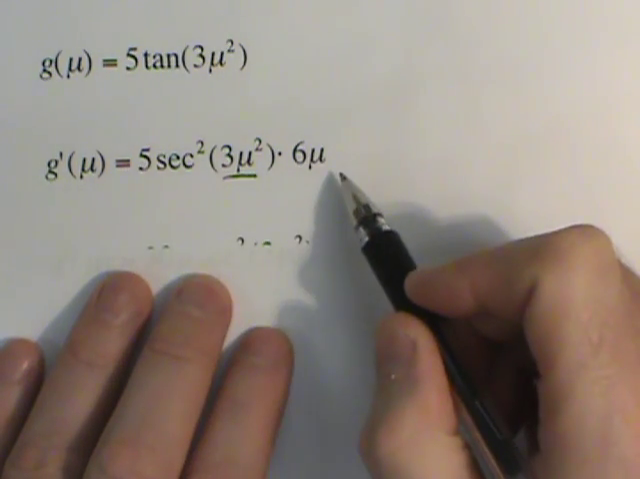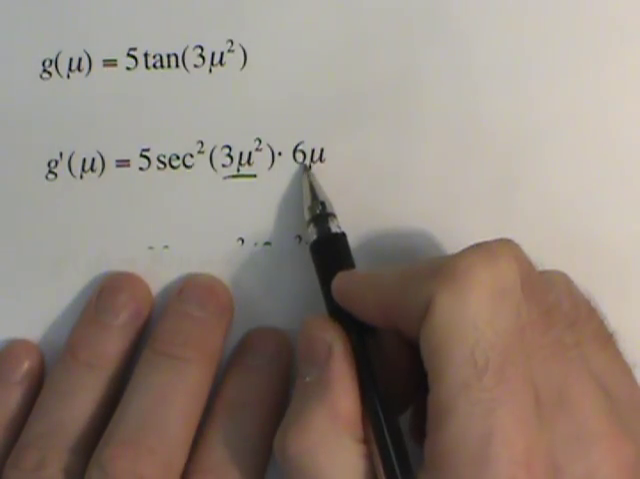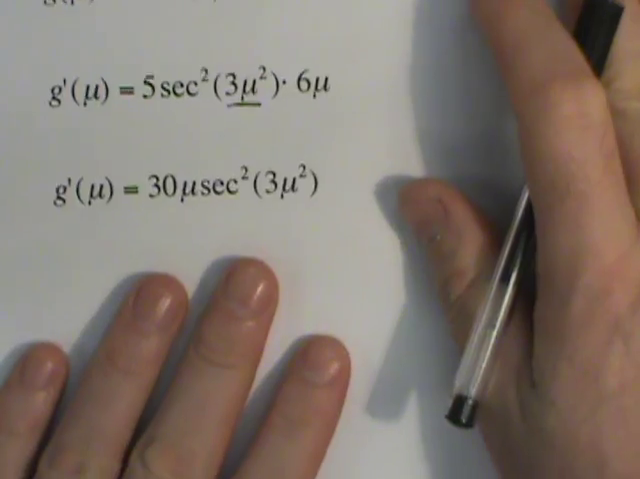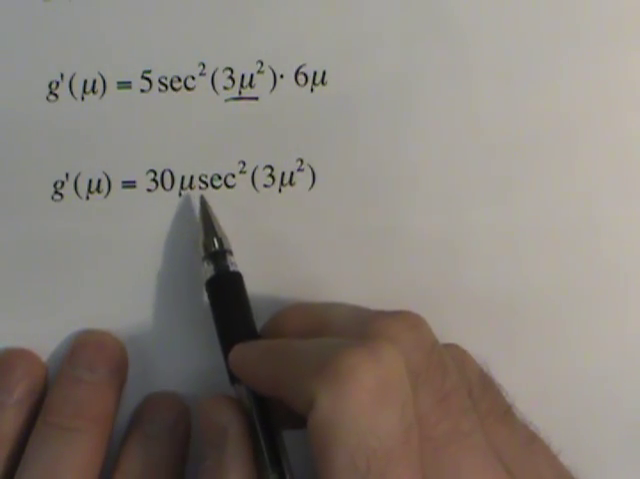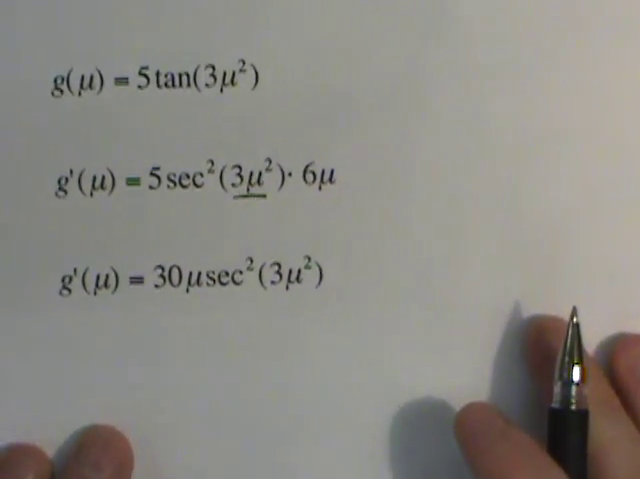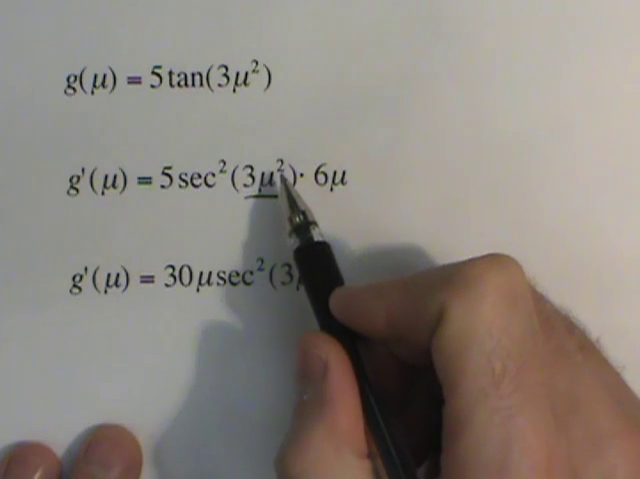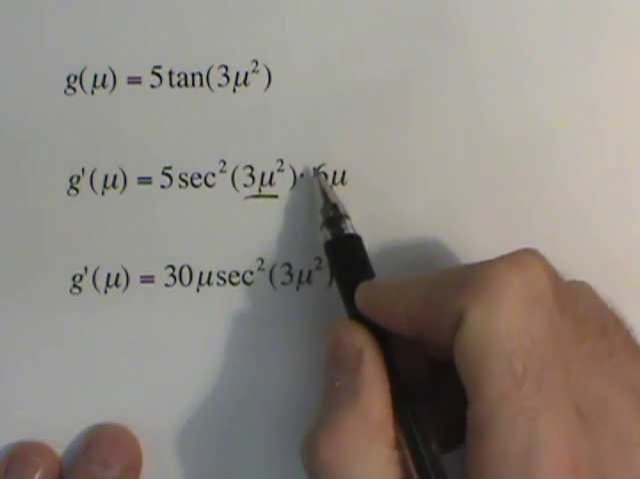Now once you have it listed like this, obviously there's some stuff that you can do to simplify this. I'm going to bring this 6 mu to the front, multiply it by the 5, and I'll get my 30 mu secant squared 3 mu squared. Again, the idea here is that you can link up your angle. You can go a little bit further with your derivative.